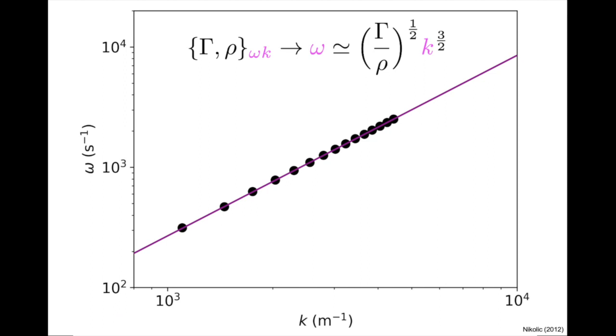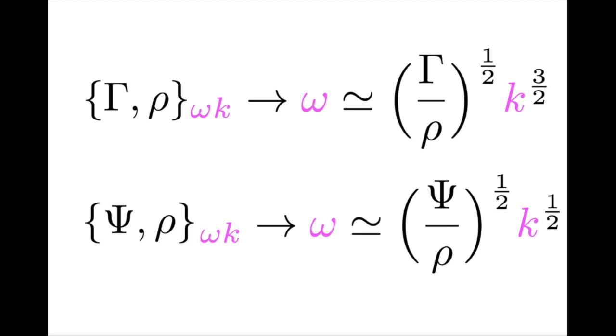Here are more modern measurements. As expected, the frequency is proportional to the wave number to the power 3/2, and the coefficient of proportionality is given by the ratio of surface tension and density, sweeping under the rug the numerical factor of order 1, as usual. Alright, now, what about the second dispersion relation?